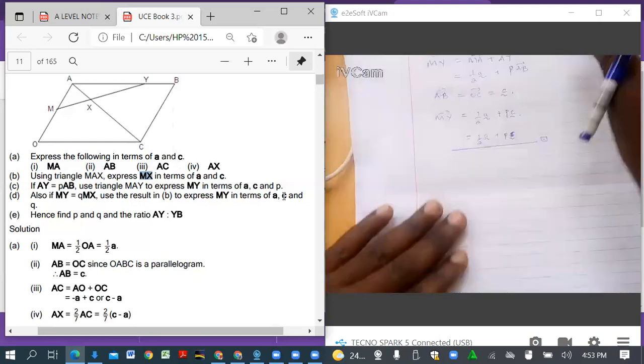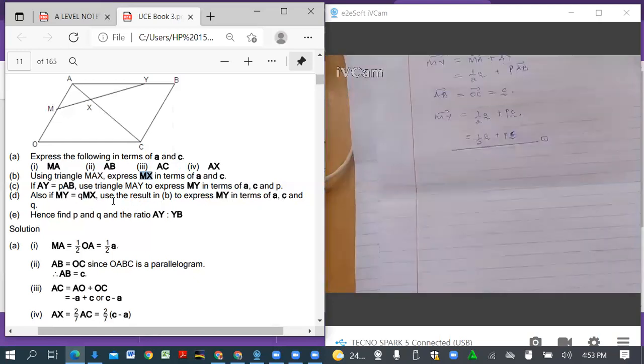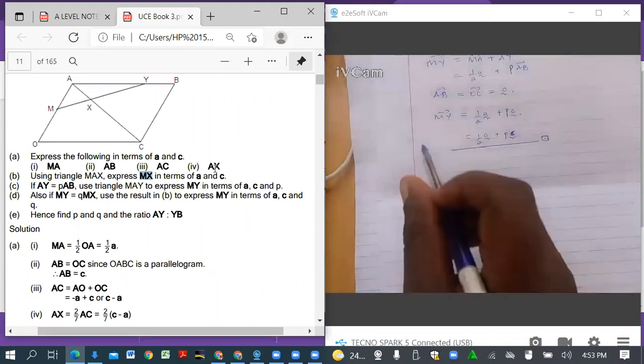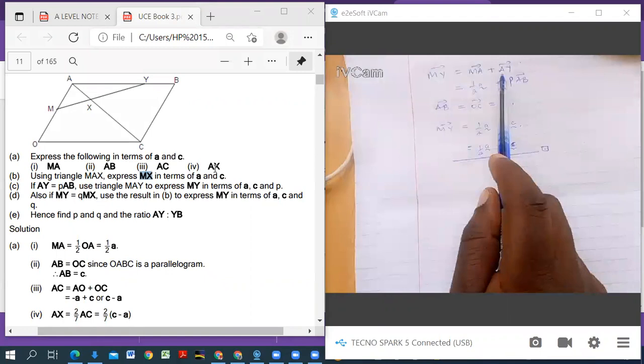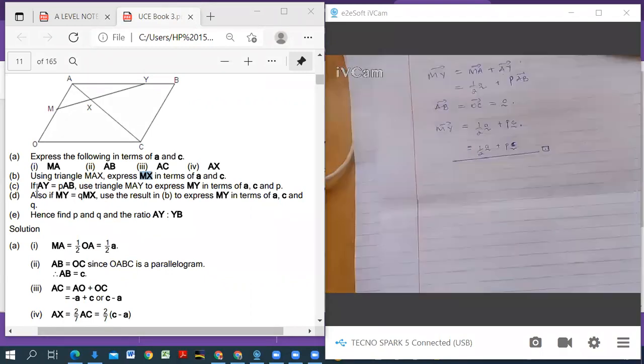So when you are given these questions, what do you have to do? You have seen here, at first you are given AY is equal to PAB, and they are telling you to find MY. So write MY. What is MY? You write it and find how you can get MY. But you should know that what you are writing here is part of what has been given you here.